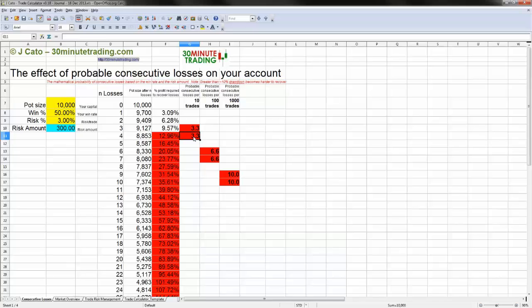So now if you're willing to mathematically probably within 10 trades lose 12.96% of your account, then you can risk 3% of your account on any given trade. Now clearly my personal view is that that isn't a prudent approach. You need to be working with smaller amounts of risk capital than that.